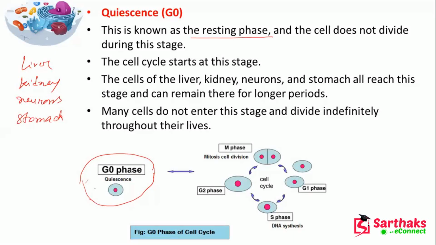Many cells do not enter this stage and divide indefinitely throughout their lives. From G0, they will proceed to the rest of the cycle, and after that they go for mitotic cell division. So G0 or quiescence is the resting phase of the cell life cycle.